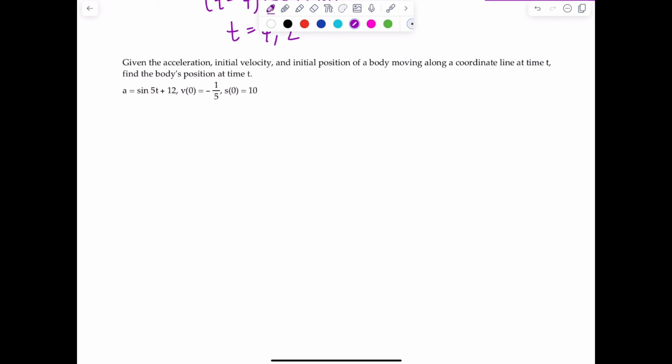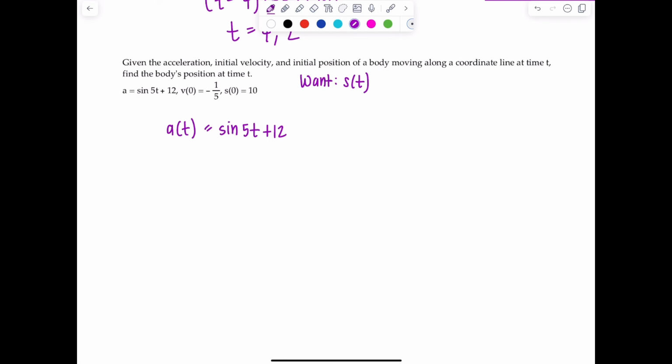Okay, given the acceleration, initial velocity, and initial position of a body moving along a coordinate line at time t, find the body's position at time t. So what they want is the position function. They want s of t. And to kick it off, they gave me a of t. a of t is sine 5t plus 12.